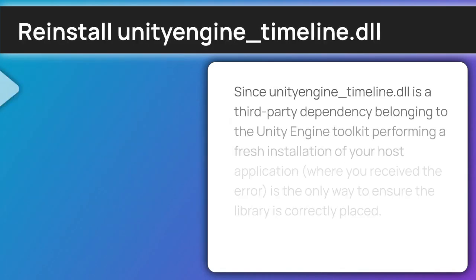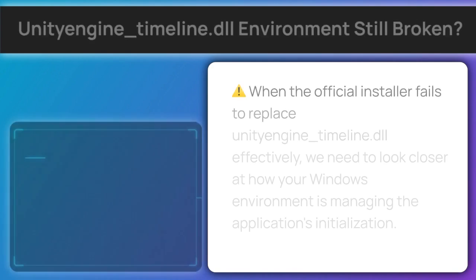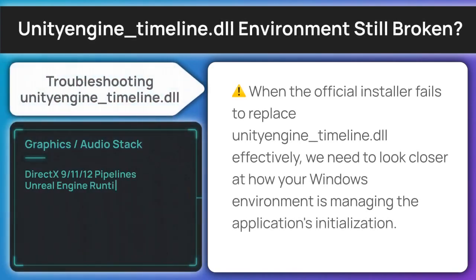Since Unity Engine Timeline DLL is a third-party dependency belonging to the Unity Engine Toolkit, performing a fresh installation of your host application where you received the error is the only way to ensure the library is correctly placed. Persistence of this error after a clean reinstall suggests that the issue may reside within the current user session's initialization.